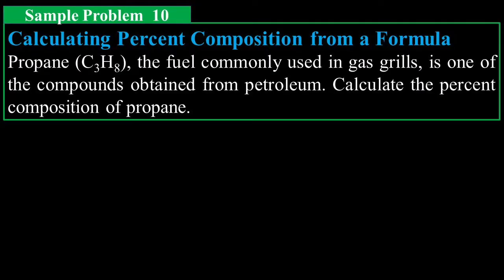So it says propane, C3H8, the fuel commonly used in gas grills, is one of the compounds obtained from petroleum. Calculate the percent composition of propane. Right. So you find the total mass of one particle, which is going to be 3 times 12 is 36, plus 8. 36 plus 8 is 44. So you'd say 36 divided by 44 times 100, that's the percent carbon. And then 8 divided by 44 times 100 would be the percent hydrogen. Easy peasy.